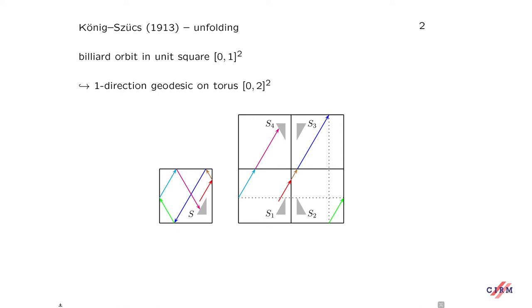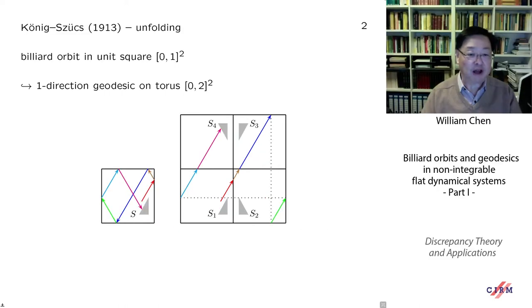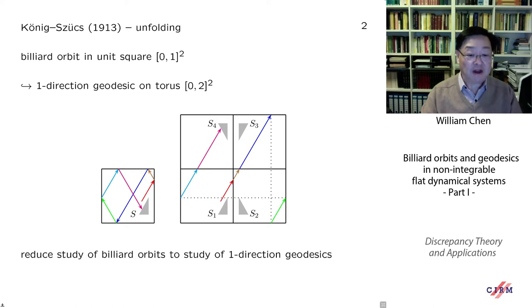Now that's geodesics. How about billiard orbits in the unit square? All the way back to 1913, Koenig and Suess had this idea of unfolding one problem into another, in the sense that when we have the billiard orbit in the unit square, we unfold it horizontally and vertically and make it into four squares, and we end up with a problem of one direction geodesics on the torus 0 to 2 squared, as shown in the picture here. And so it is enough, therefore, to concentrate on the study of one direction geodesics for this problem.